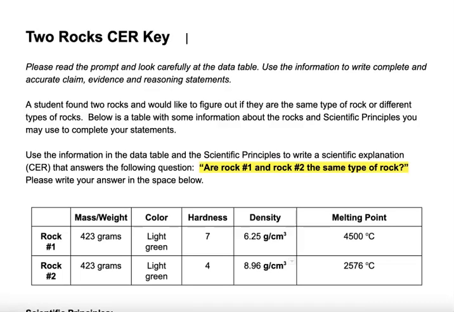Hey everybody, this is a video on how to write a CER for the Two Rocks CER. This year it was a practice test. Some years it might be the actual test. So we went over this in class. We talked about what you needed to do to get a proficient, and I showed you what you needed to do to get an advanced score. And so this video will go over those same topics.